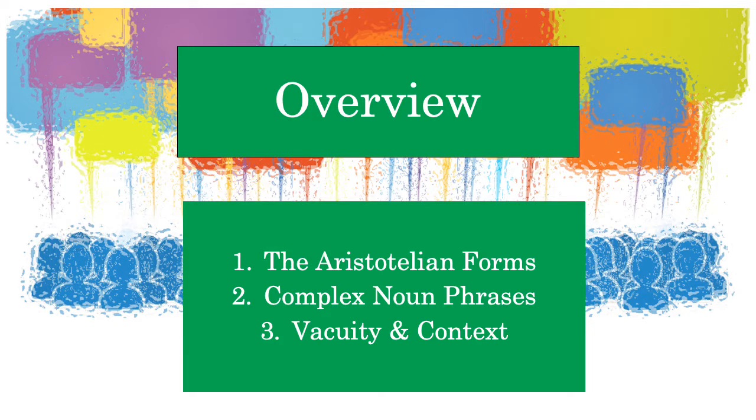Today we'll break our talk into three separate sections. The first is a discussion of the Aristotelian forms. Next, we'll talk about some nuances in translating complex noun phrases. And finally, we'll look at vacuous universal statements and context.